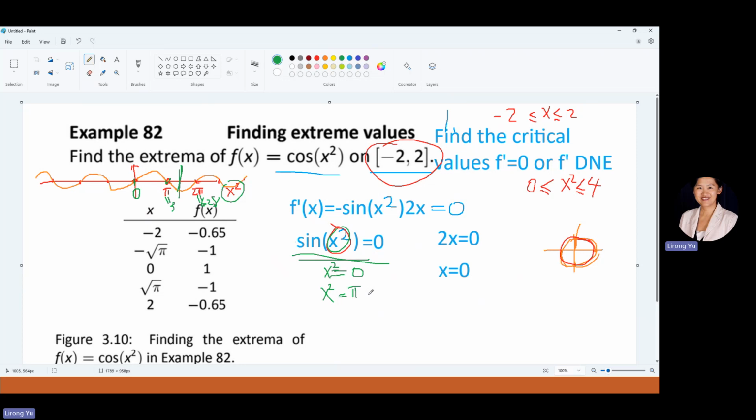And so that's our solution. If x squared equals 0, then x equals 0. Essentially, we have two solutions: x equals 0, and if x squared equals pi, then x equals the square root of pi.